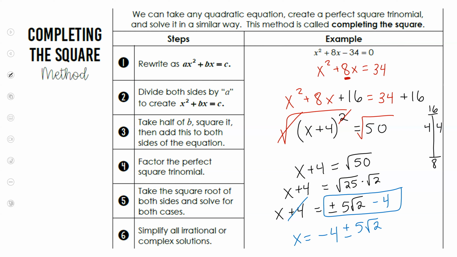All right. Any questions on this, guys? All right. How did I get this? 5 square root of 2? Okay.